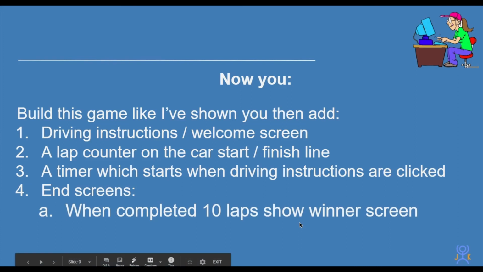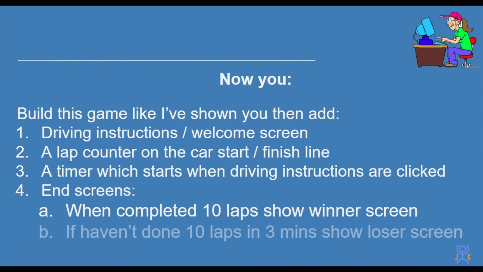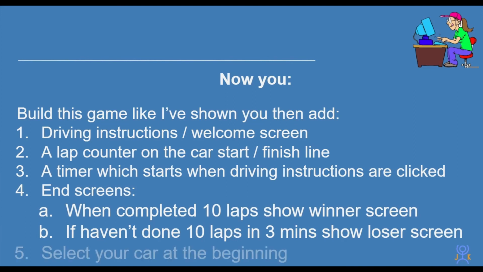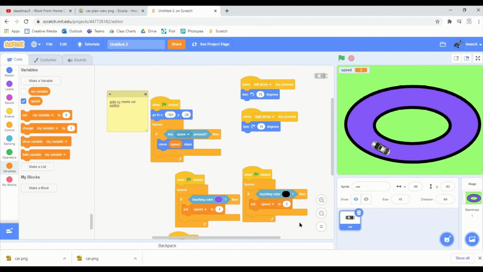And then for the end screens, when they've completed 10 laps, you could show a winner screen, or when the timer runs out and they haven't done 10 laps, show a loser screen. And then perhaps have one of those select car options at the beginning. So on the welcome screen you could have, like, first of all select your car and then begin. So adding all those extra bits in, just out of interest, this is what mine looked like.